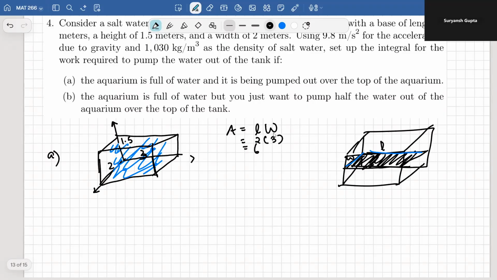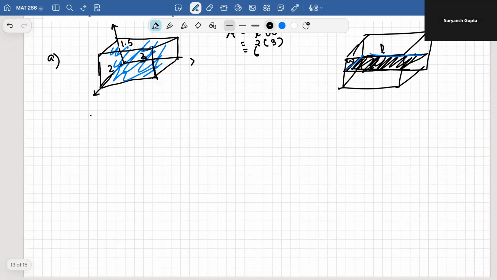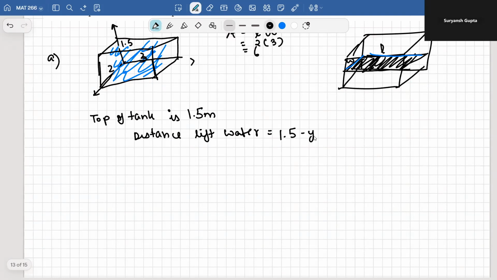It's 1.5 meters. Again, the same concept for the distance lifted for the water. So, the top of the tank is 1.5 meters. So to lift all that water, the distance to lift water is going to be equal to 1.5 minus y.